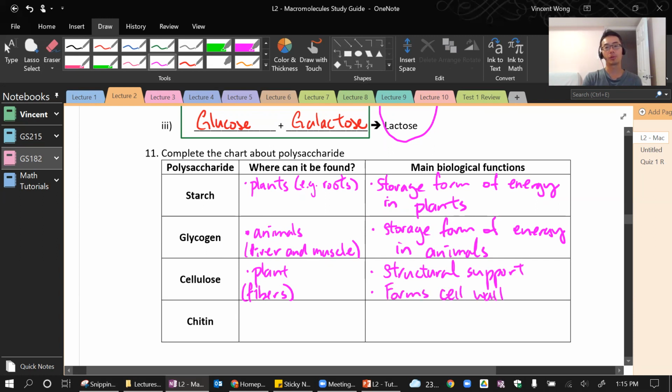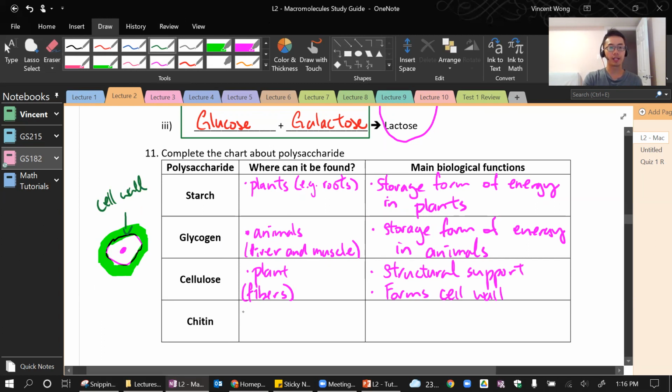Okay, so for those of you who don't know what a cell wall is, a cell is what we are made up of, right? Plants have cells, humans have cells, but the plants, they have an extra layer outside to protect their cell. That extra layer is the cell wall, okay? And that's made up of cellulose, okay?